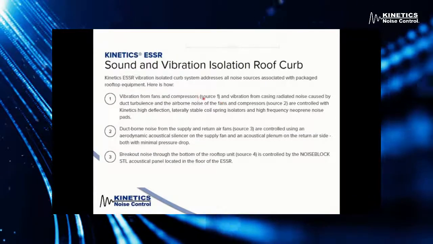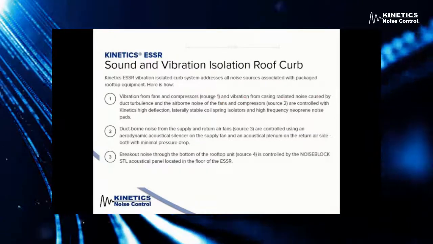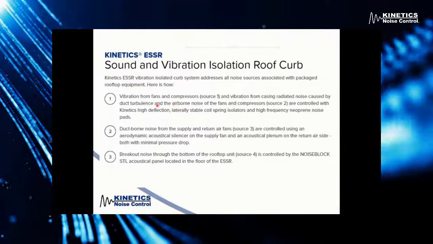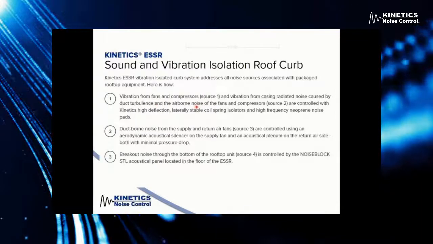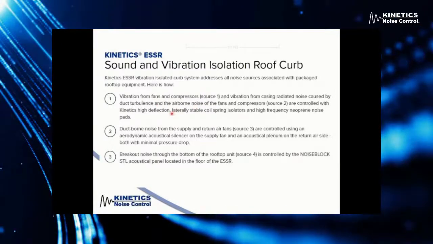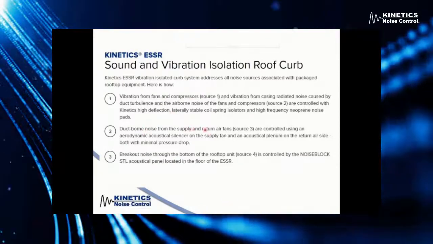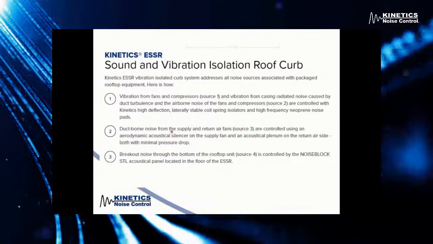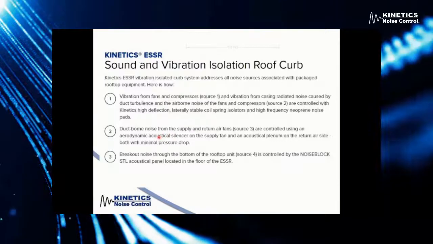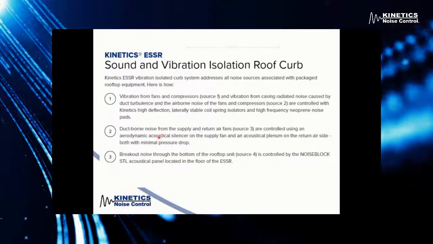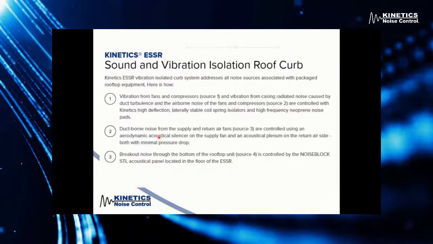So vibration from the fans, we eliminate with a basic vibration isolation rail. And then ductwork turbulence and airborne noise from the fans and the compressors, we control those also with the spring rail. And then the ductborne noise from the supply and return air fans, we actually use aerodynamic acoustical silencers from Kinetics, and we mount those inside the curb. We can basically give you the NC levels you need in the space.